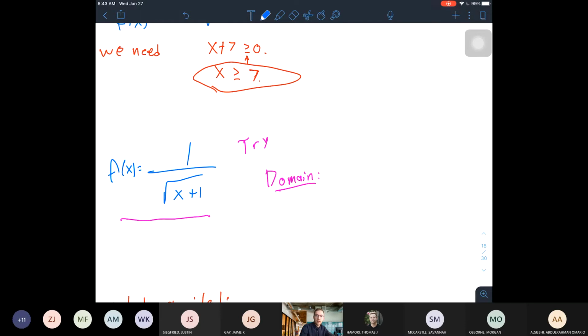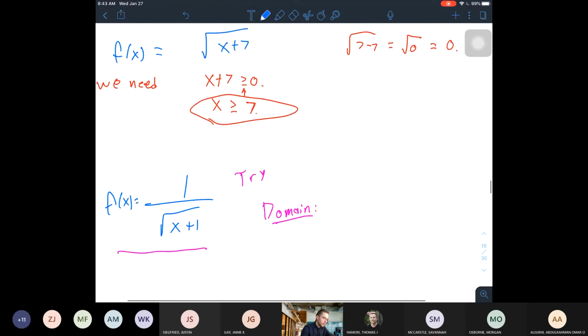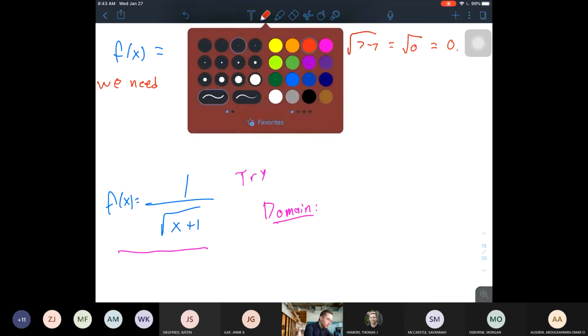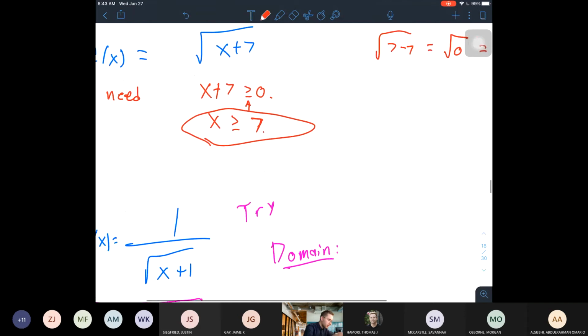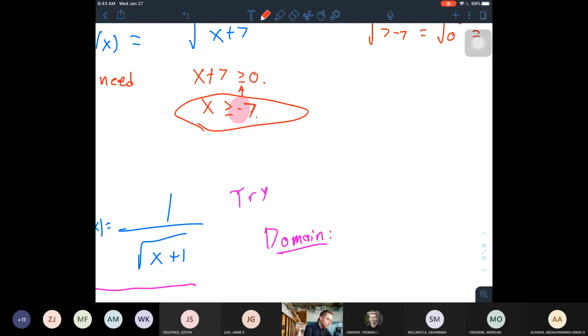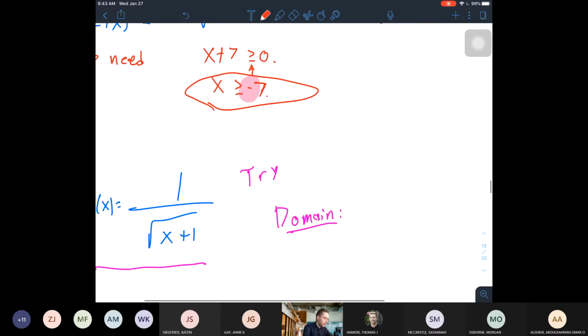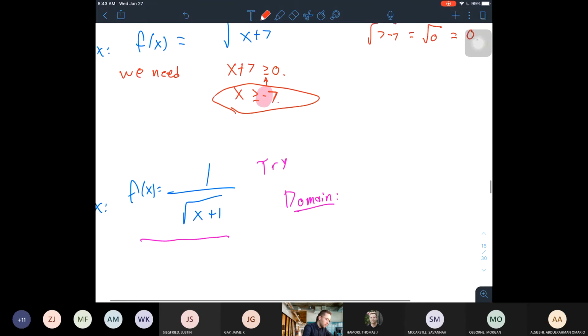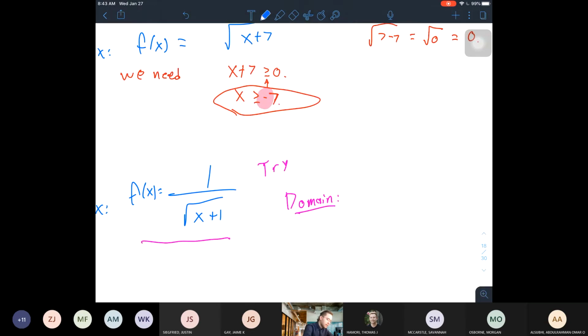Here's an answer coming in from Aeon. It says x should be larger than -1. Oh, by the way, I just realized I made a mistake up here on this top problem. I should have subtracted 7 from both sides. X should be larger than or equal to -7. Please notice this negative sign here I just added above. Okay, I think Aeon's got it right on the money. It should be x is strictly larger than -1.